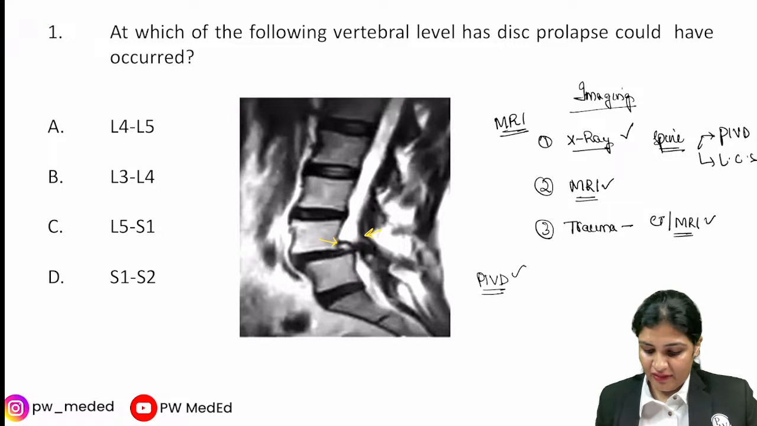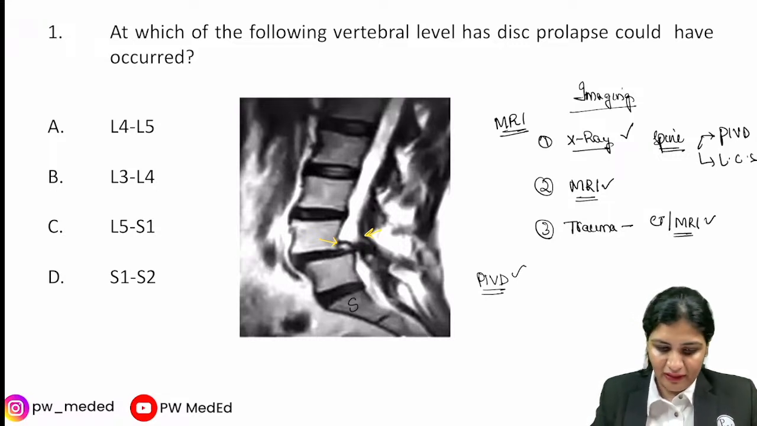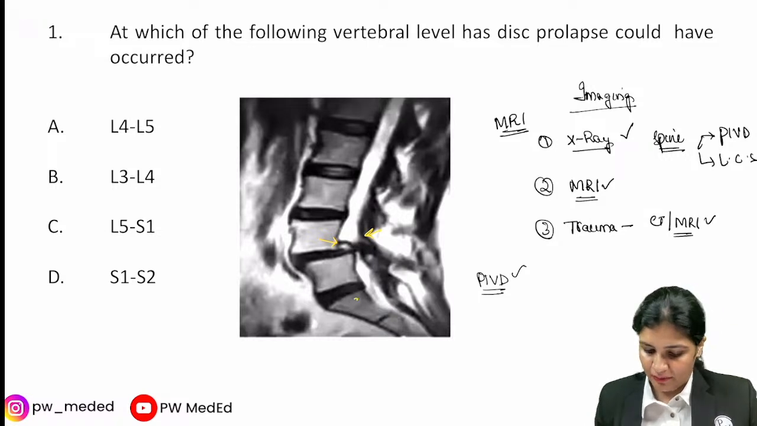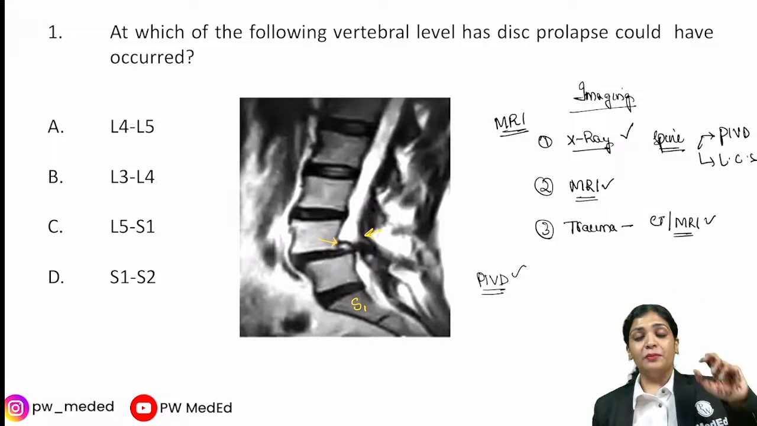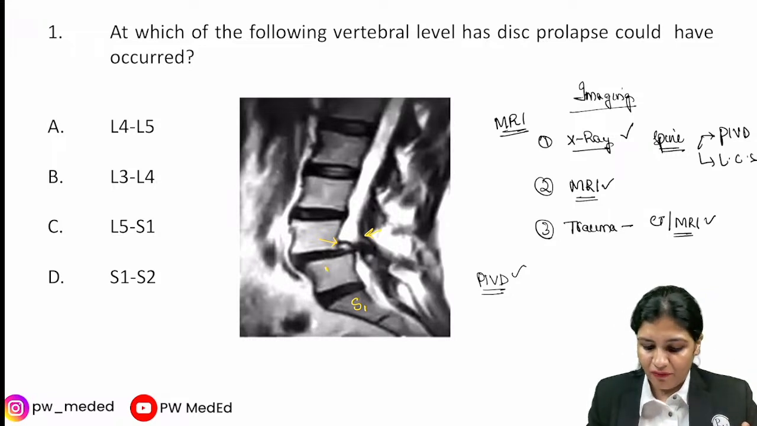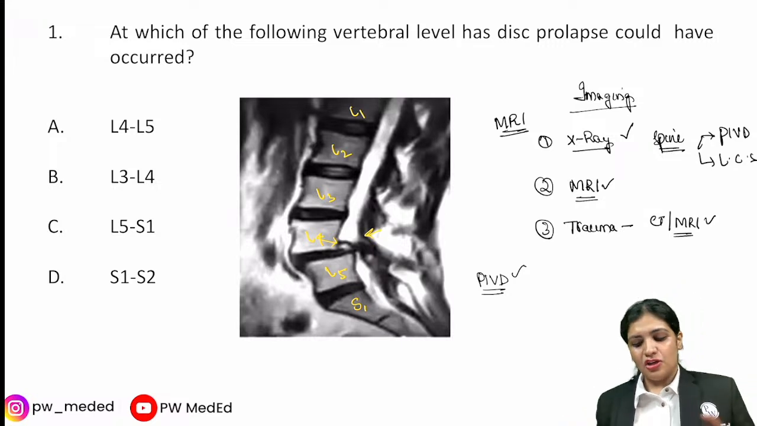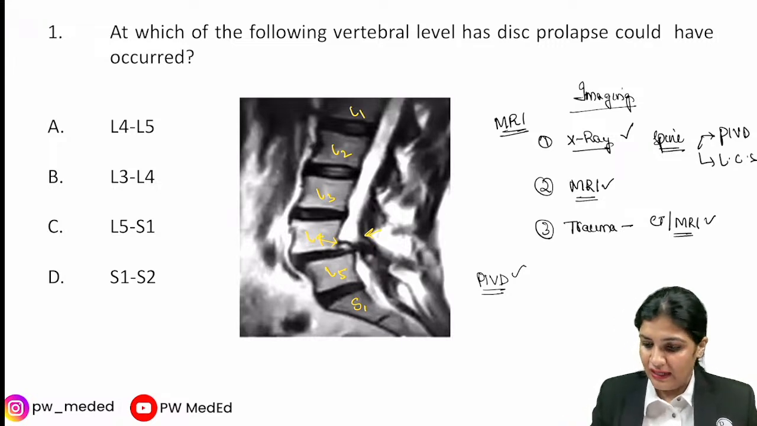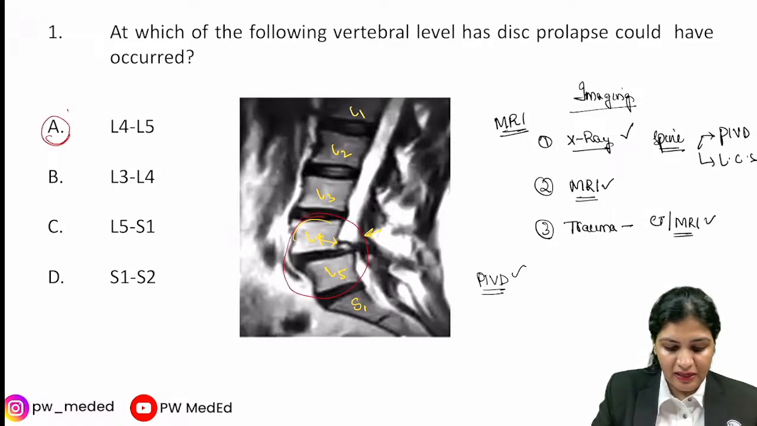So let us identify the level. I know you're all familiar with this. So you first identify the easiest one. Here the easiest one for me is your sacrum. So this will become the S1. So we will try to understand from the sacrum. Then you have your L5, then L4, then L3, then L2, then L1, right? So it has become very easy for us. So the answer here is between L4 and L5, right? So the answer here is L4 and L5.